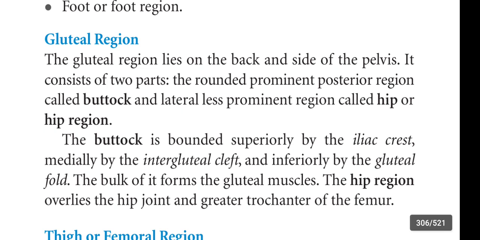Once again, gluteal region lies on the back and side of the pelvis. It consists of 2 parts, the round prominent superior region called buttock and less prominent region called hip or hip region. The buttock is bounded superiorly by iliac crest, medially by intergluteal cleft, inferiorly by gluteal fold, and the bulk of it forms the gluteal muscles. The hip region overlaps the hip joint and greater trochanter of femur.